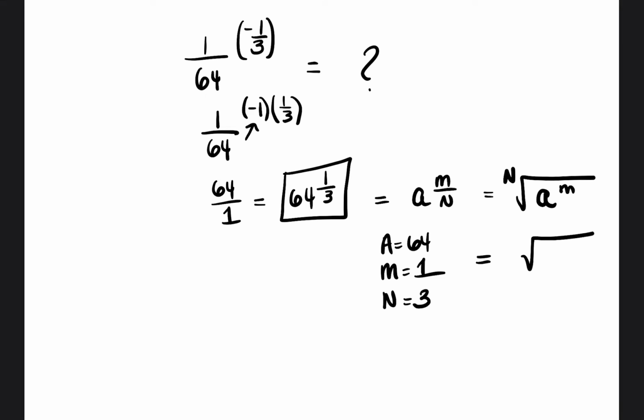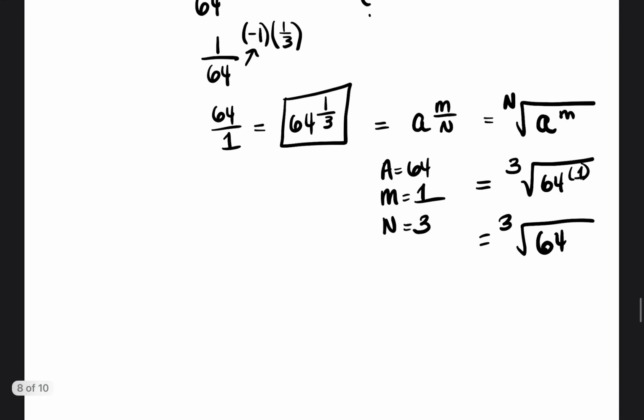So let's go ahead and write this. It would be A, 64, to the power of m, which is 1, and 3 is on the other side. So 64 to the power of 1 is just 64. And this would be read as the cube root of 64.